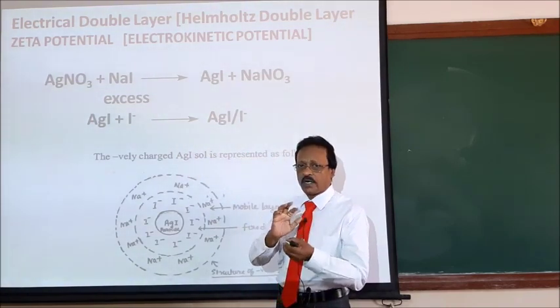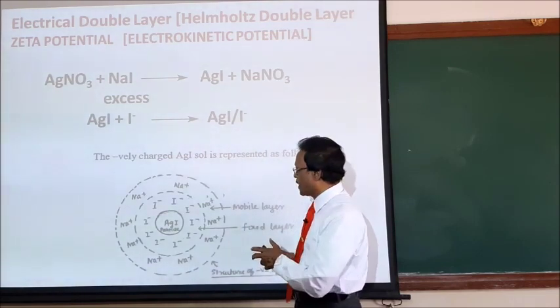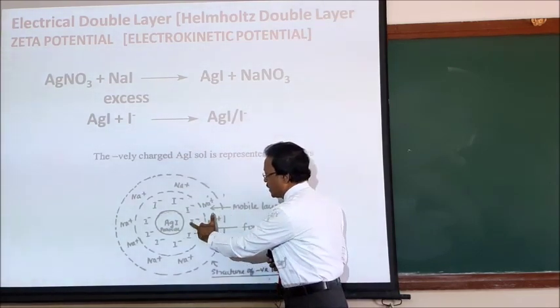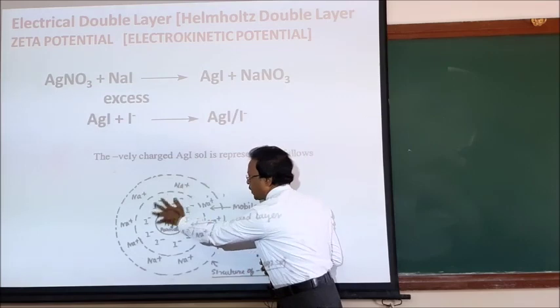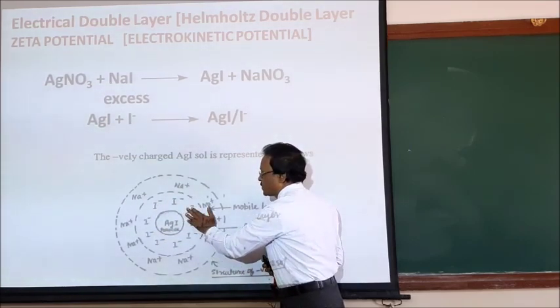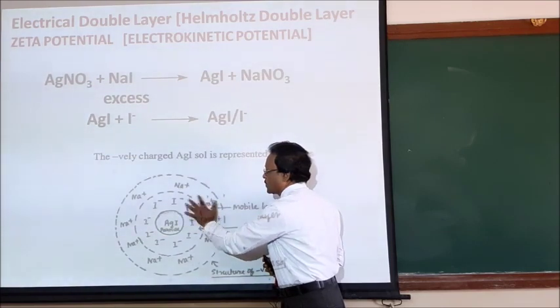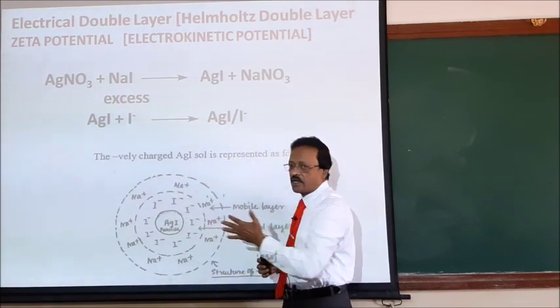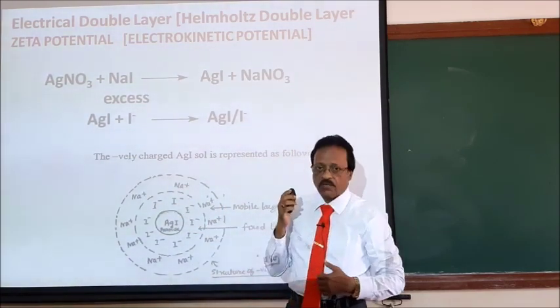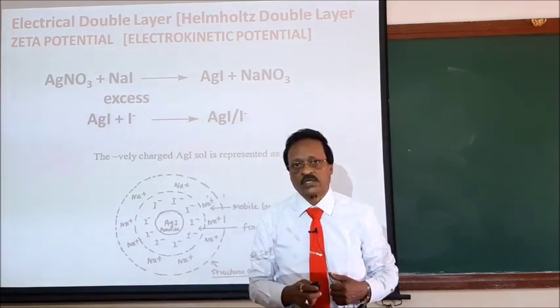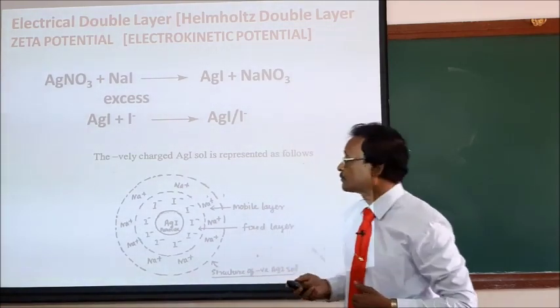A small amount of current develops, because of the electrical double layer, between the fixed layer and the mobile layer. So this kernel particle is the fixed layer. From the dispersion medium, the negative charge attracts the positive charges. There is an electrical double layer, minus plus, minus plus, minus plus. That causes friction and a small amount of current is developed, called the zeta potential.